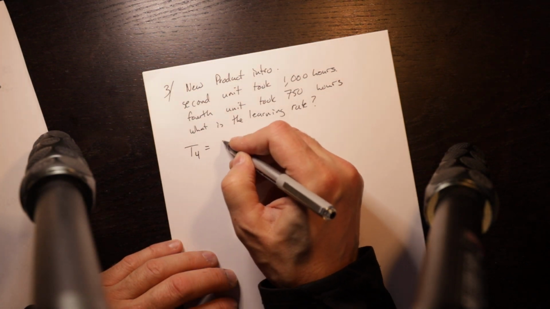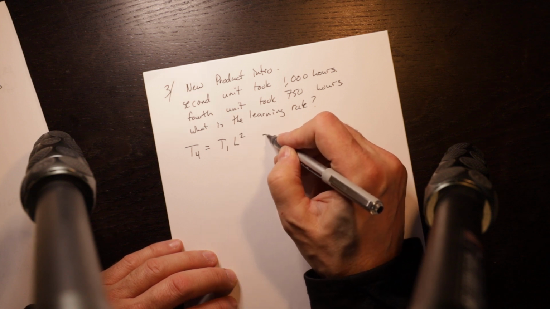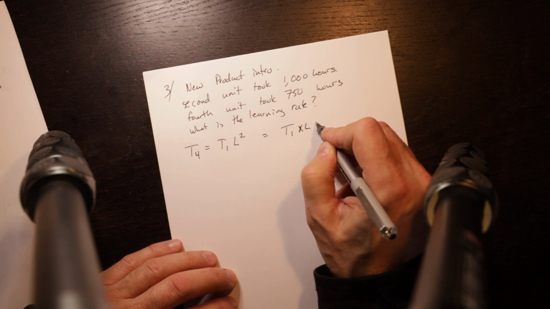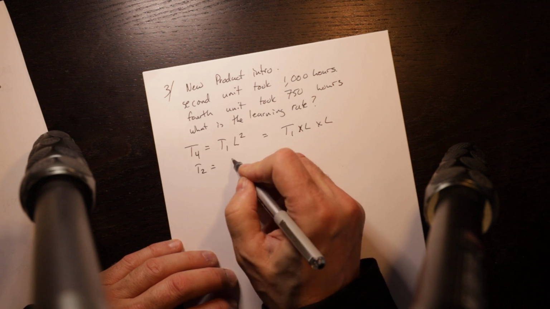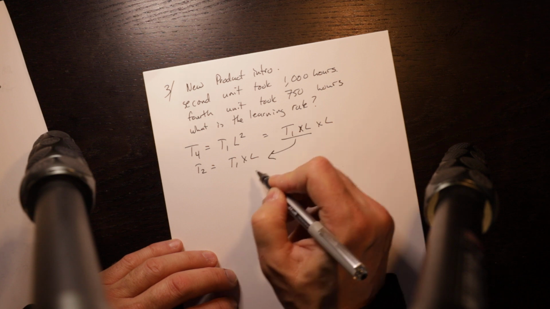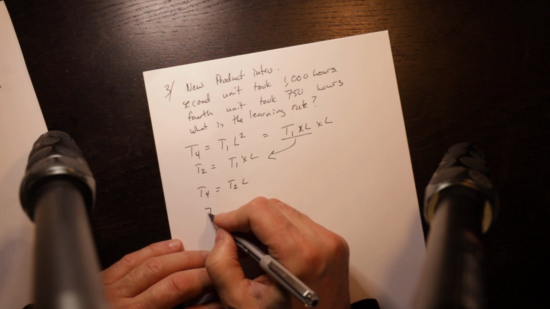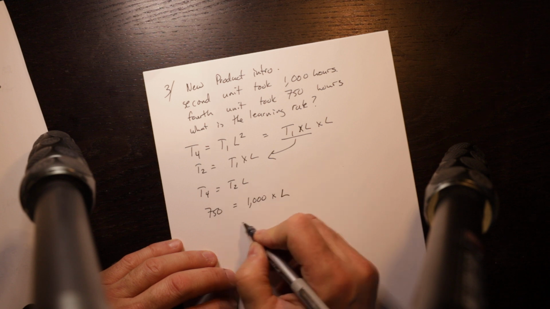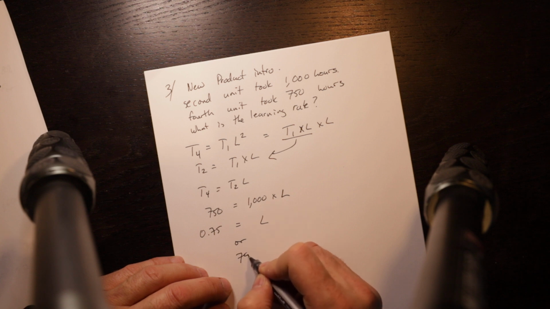T4 is equal to T1 times L squared, which is also equal to, if I expand that, T1 times L times L. T2 is equal to T1 times L. So T4 is equal to T2 times L. So 750 is equal to 1,000 times L. So L is equal to 0.75 or 75%.